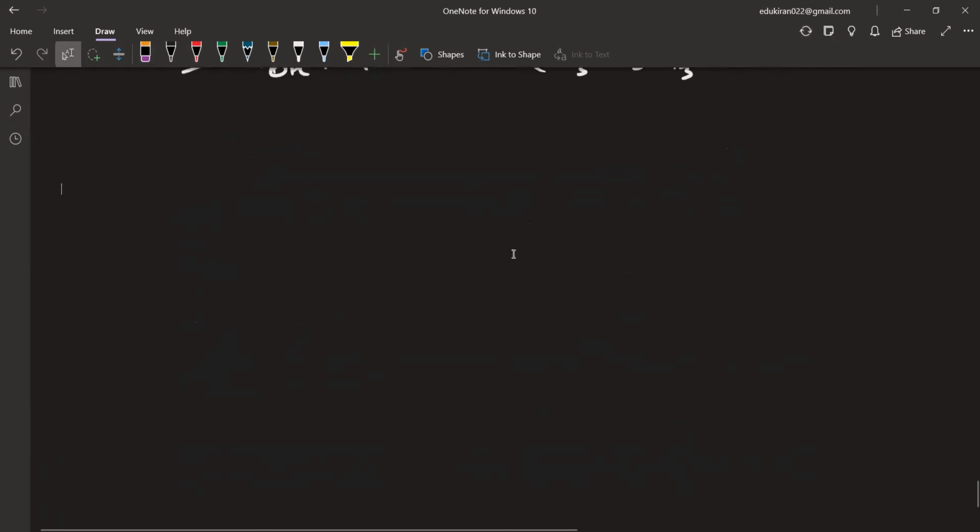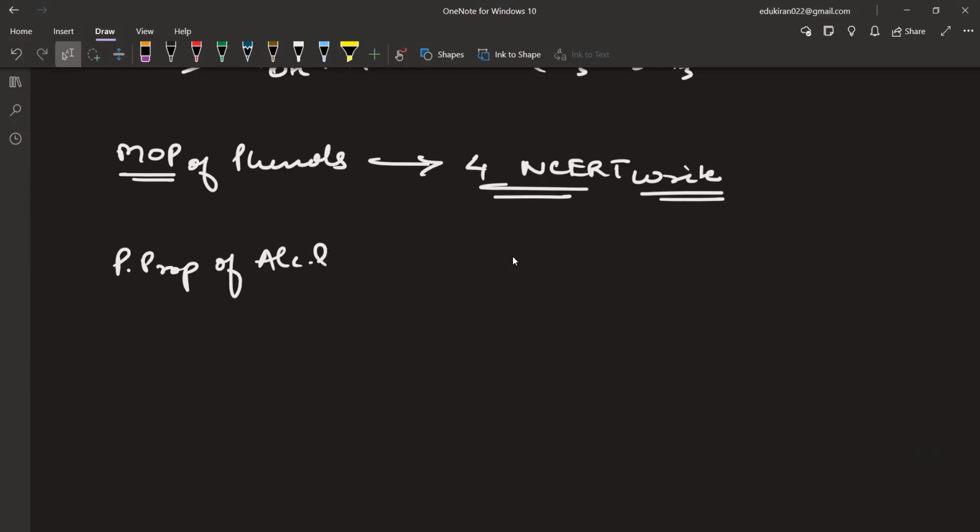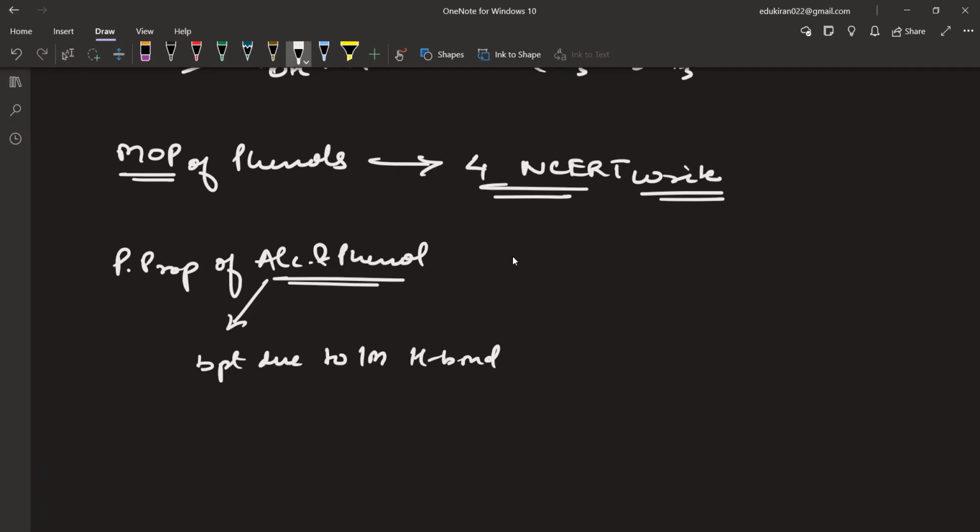So what we did today, we did mainly 2 things. Method of preparation of phenols. In that, you have to choose the 4 in NCERT reactions. Okay, write them. You will learn them by writing it. Then we learned the physical properties of alcohols and phenols. Two things here important: the alcohols and phenols have high boiling point due to intermolecular hydrogen bond. Next, we learned that the boiling point is directly proportional to the carbons and inversely proportional to the branching.